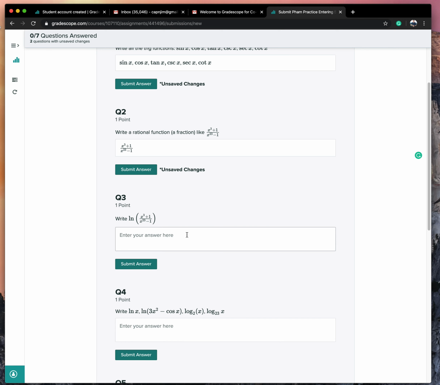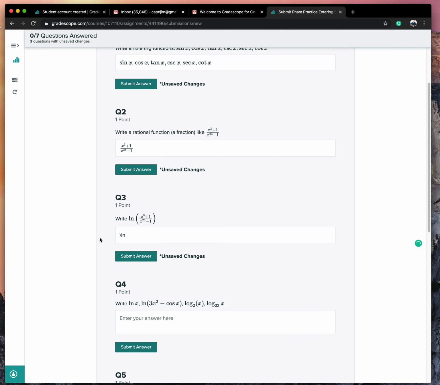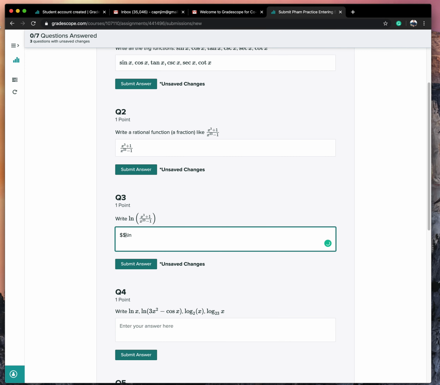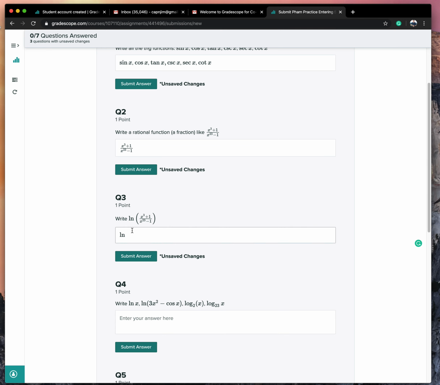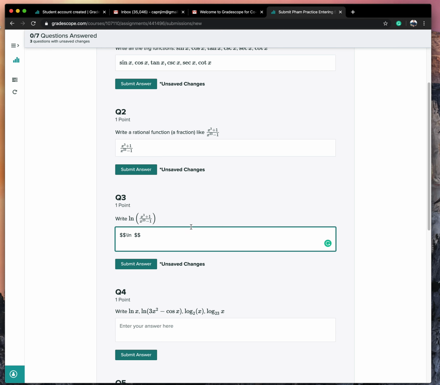As far as doing a natural log, much like the trig functions, you need a backslash and then ln. Oh, and if I forget to put the dollar signs around it, it'll come out looking like that, right? Nothing happens. So double dollar sign, I do that. Then I've got the natural log function, which kind of looks the same. Again, if you didn't write the function names, you'd probably be fine.